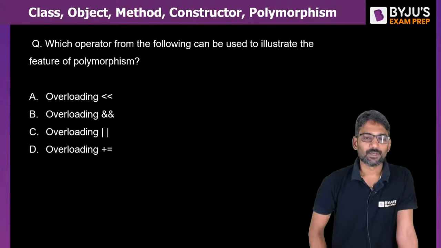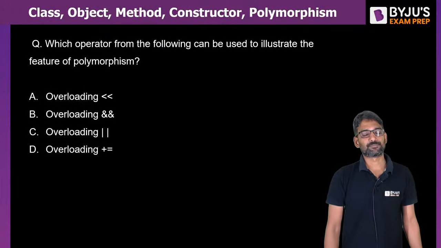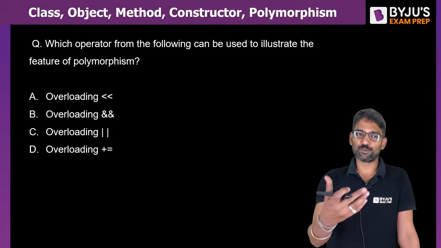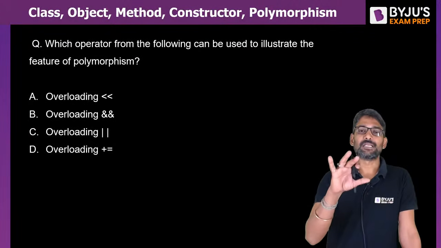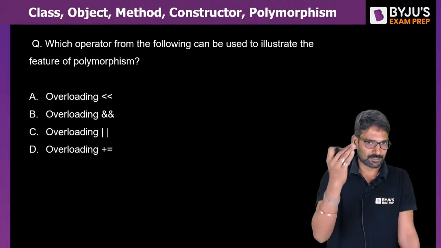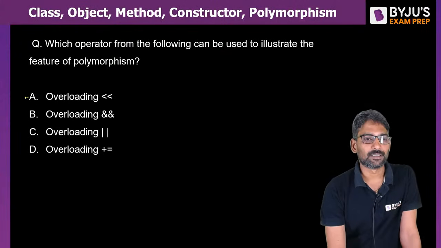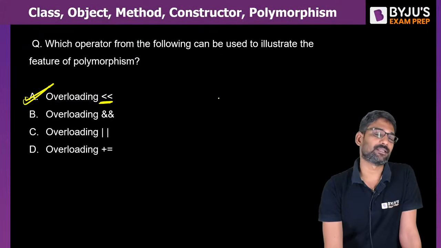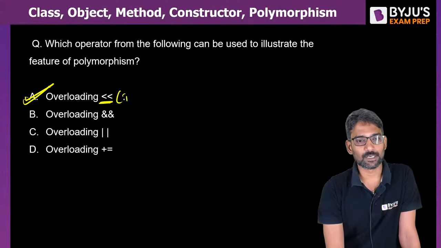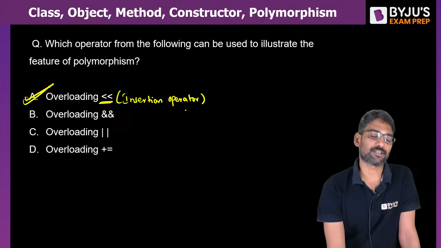Right. Which operation from the following can be used to illustrate the feature of polymorphism? This you might not know. If somebody knows, you can give the answer. If not, remember how it is. I'll discuss it in the other class. This less than operator you can use to illustrate or explain the feature of polymorphism. This is called the insertion operator. In C++ we use this.